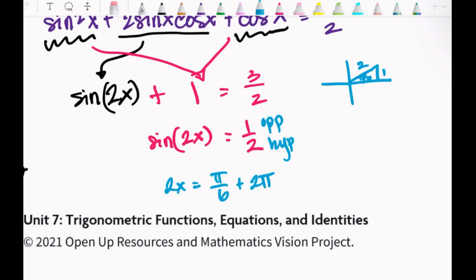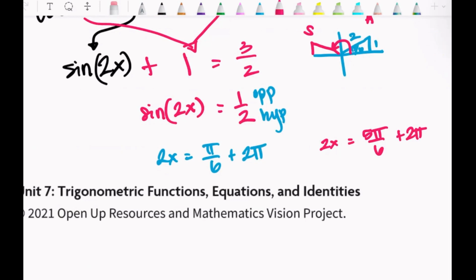And then the famous question, where else is sine positive? Sine is also positive here in this quadrant because of All Students. So what angle is this guy? That's 5 pi over 6. So then I get 2x equals 5 pi over 6 plus 2 pi. And then I'm going to just divide everything by 2. So let me just do that. I'll use this color. So divide by 2 on every term.